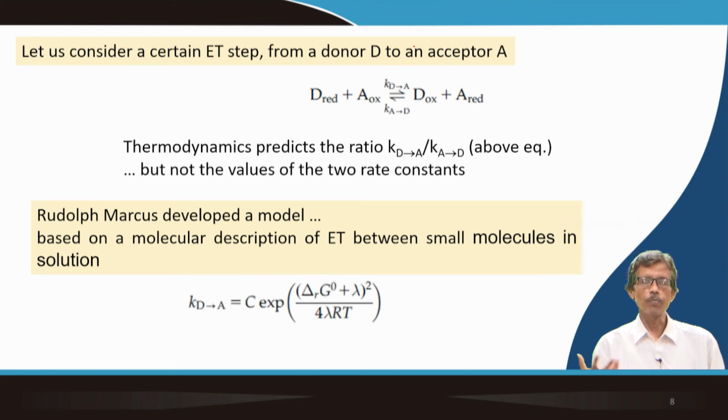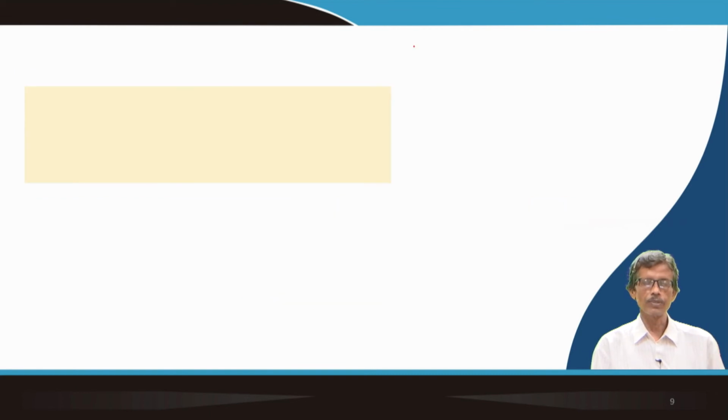It is a very standard technique, but he gave an equation where you see only one kinetic parameter, k_DA, for the forward reaction, the way we have written it here: D red plus A ox going to the right-hand side, giving D ox and A red. The free energy term, the lambda value, RT, and C, the pre-exponential term, are all there.